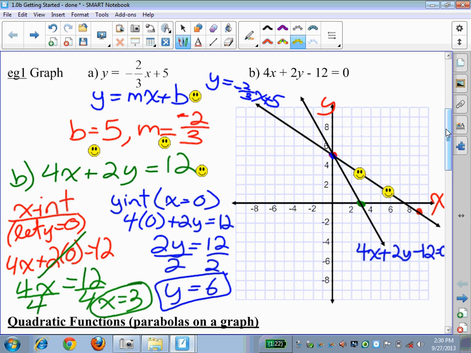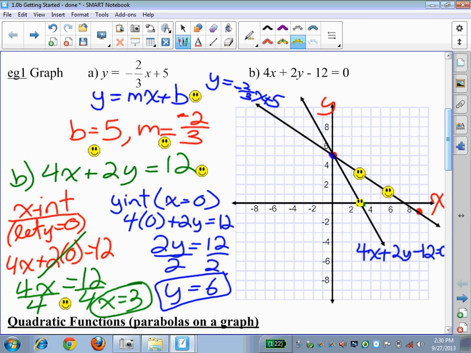So looking at example B right here, ladies and gentlemen, I'm going to show you how to use x and y intercepts. To find the x-intercept, you let y equal 0. So you rewrite this equation, wherever you see a y, you put a 0. So 4x plus 2 times 0 equals 12. 0 times anything is 0. So we end up with 4x equals 12. To get x by itself, you divide both sides by 4, so x equals 3.